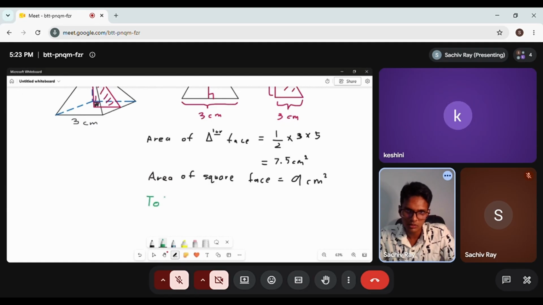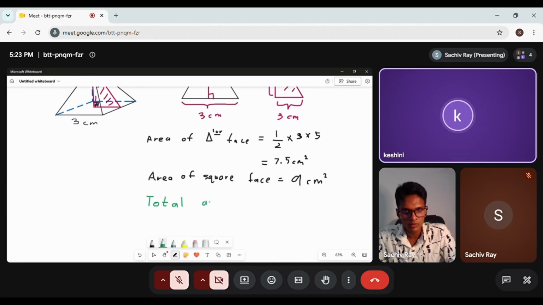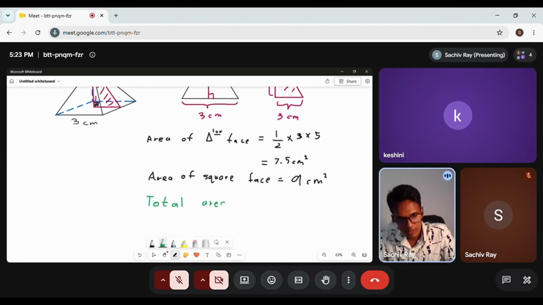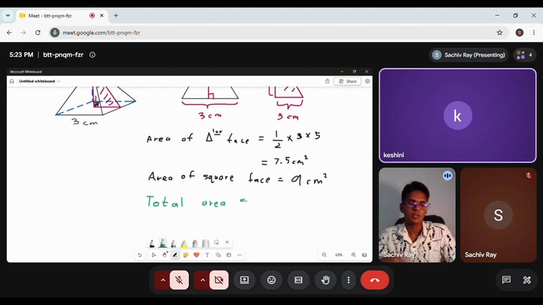Right. So now how many triangular faces are there in a pyramid? There are 4. How many square faces? 1 square face. So what should be the total area?